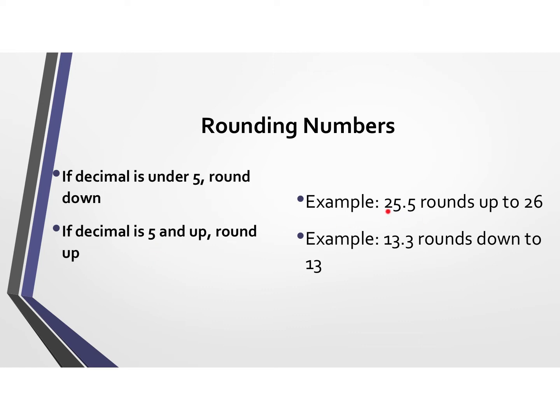Okay, so for example, let's say it's 25.5. That 5 is going to have you round all the way up to 26. Let's say you have something like 13.3. That 3 is going to have you round all the way down to 13.